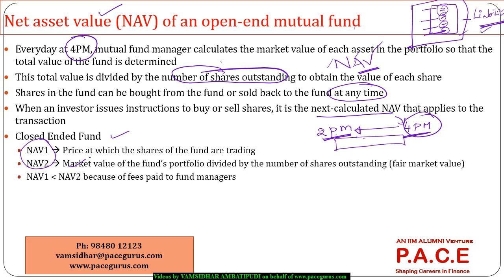Here NAV2 is exactly the same. We look at the market value of the fund's portfolio and divide it by the number of outstanding shares, which is what we call the fair market value of the fund, and that is computed as NAV2. In general, we see that NAV1 is lesser than NAV2, because in the case of a mutual fund, some fees are typically paid to the fund managers as well. So more generally, you will see that NAV1 is much lesser than NAV2.